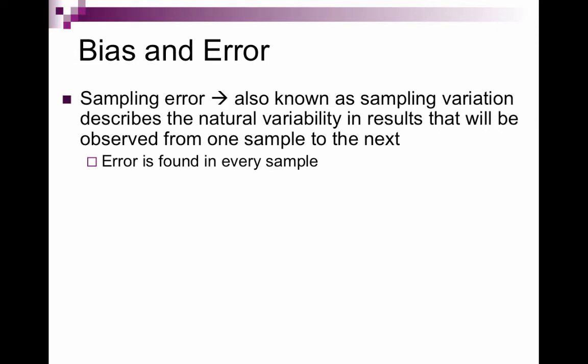Sampling error, which is also known as sampling variation, describes natural variability in results that you will see from one sample to the next. You expect there to be variation. If I were to measure the average height of my first hour class, it is not going to be exactly the same as the average height of my second hour class. We expect there to be differences. Those differences are called error. I know normally error is supposed to be a bad thing, but in this case, we expect to have it. Error is going to be found in every sample.